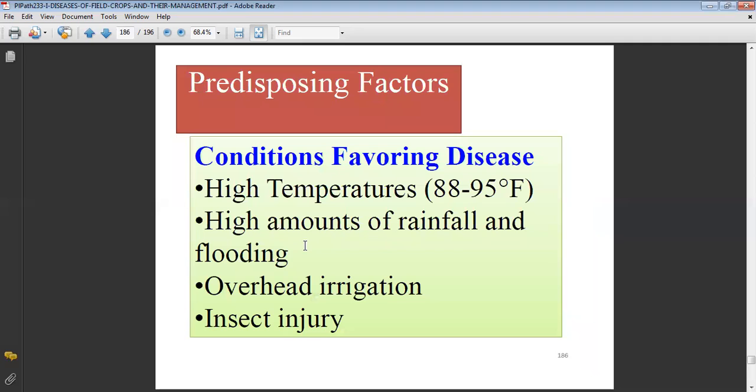Now what are the conditions which favor the disease? High temperature, high amount of rainfall and flooding, overhead irrigation and insect injury. Insect injury is for bacterial transmission inside. Overhead irrigation is helpful in the spread of the bacteria, as are high amounts of rainfall and flooding, and high temperature.